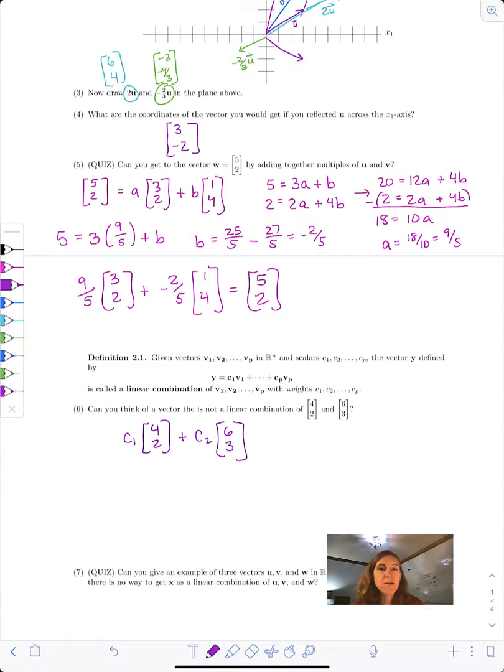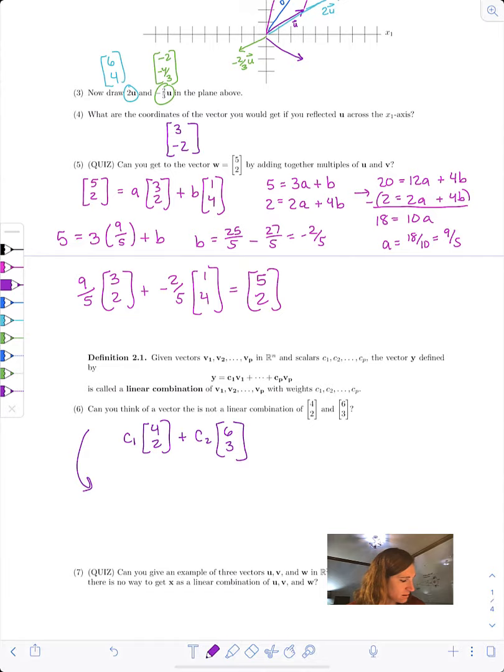And if you think about it for a little while, and maybe you can pause and think about this and see, can you come up with a vector that you can't get by this process? If you do that for a little while, you'll notice that whenever you multiply 4, 2 by something plus 6, 3 by something, you end up getting something where the top number is always twice the bottom number.